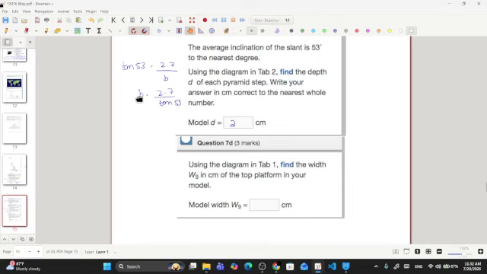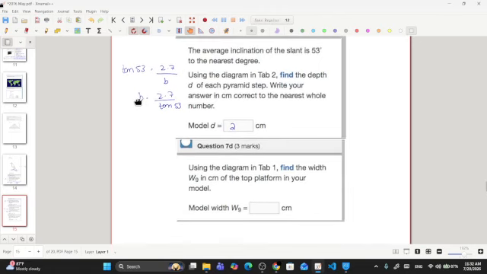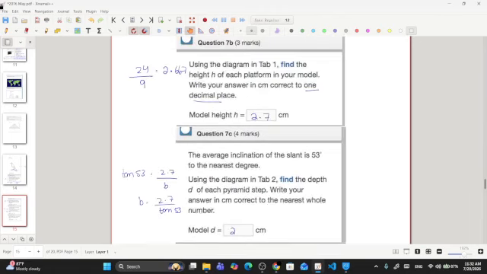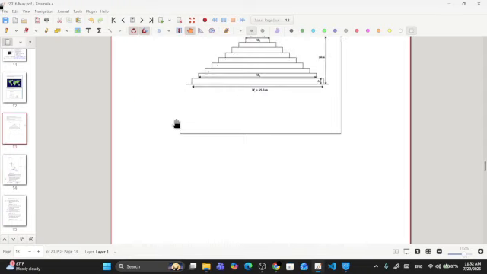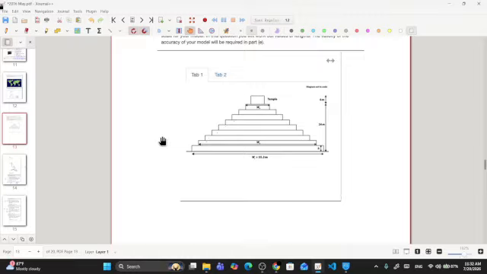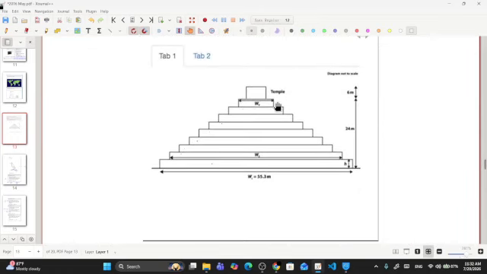Then it says, using the diagram in tab 1, find the width W9 in centimeters of the top platform in your model. What, didn't we just calculate it? Oh my god. We have to find this width essentially. Okay, what's so different about this one? Wait, how do you do this one?